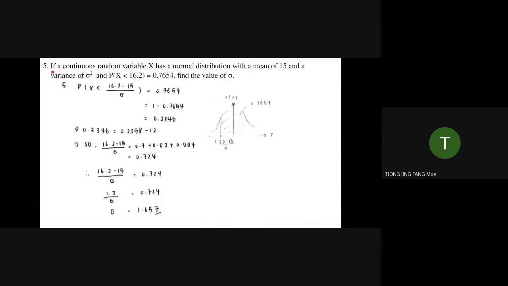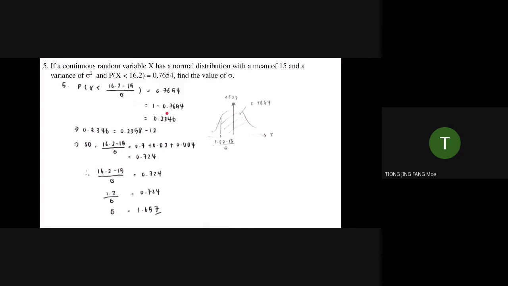Yes. Question number 5. If a continuous random variable S has a normal distribution with a mean of 50 and a variance of standard deviation squared, and S is smaller than 16.2 is equal to 0.7654, find the value of standard deviation. And now we need to use S smaller than 16.2 minus the mean is 15, and divide by standard deviation is equal to 0.7654.